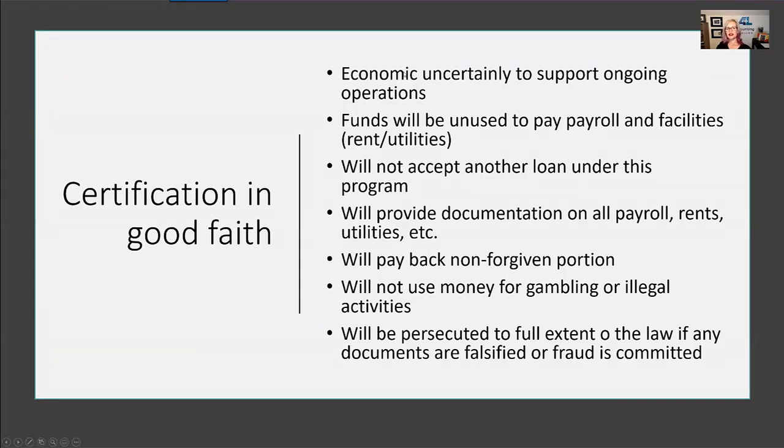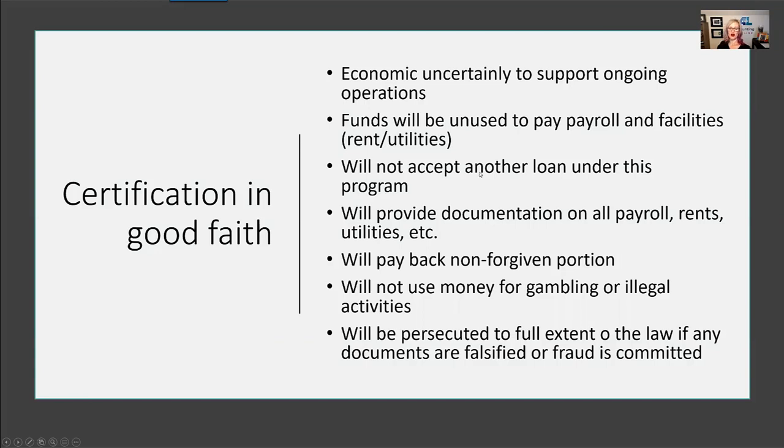So this is some of the things that you're signing off on. You're saying that due to economic uncertainty, you are asking for these loans. So you're not sure what the future holds. Makes sense. That's why you're asking for these loans, and it's going to be used for payroll and rent and utilities. You're not going to be asking for a second PPP loan. You can ask for other loans, but not a second PPP loan.